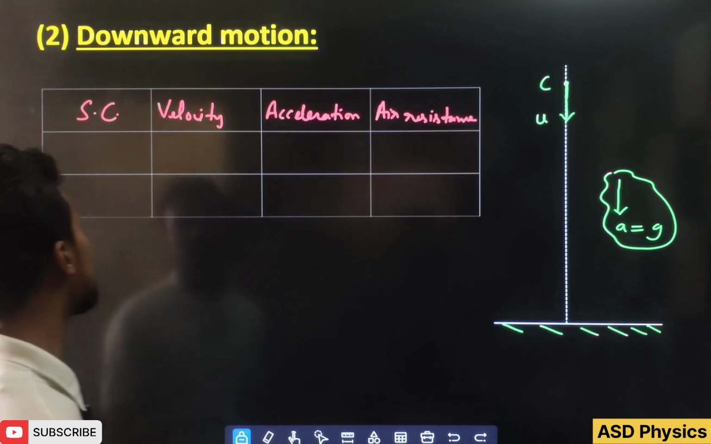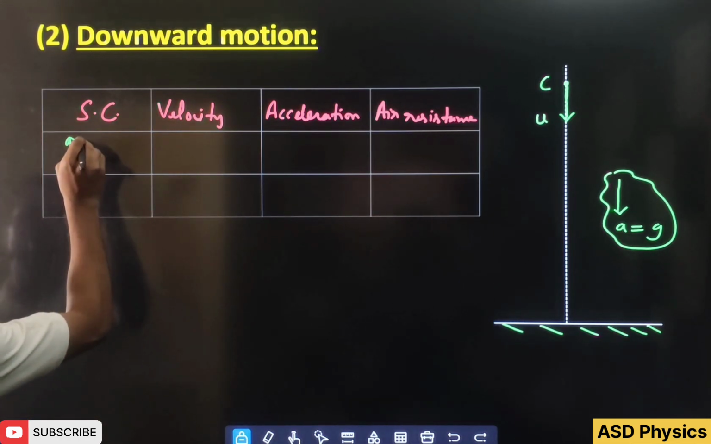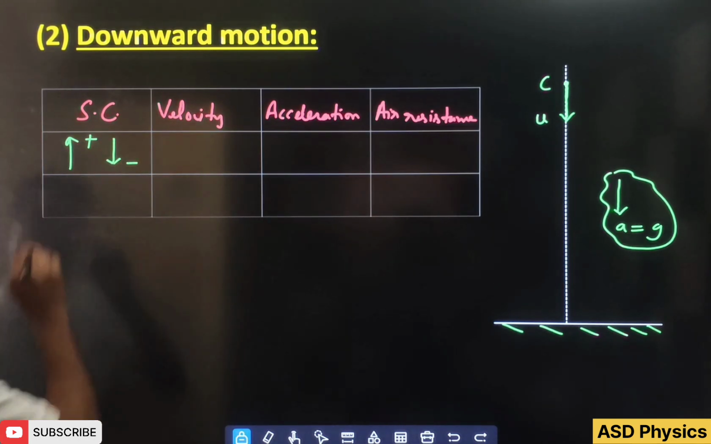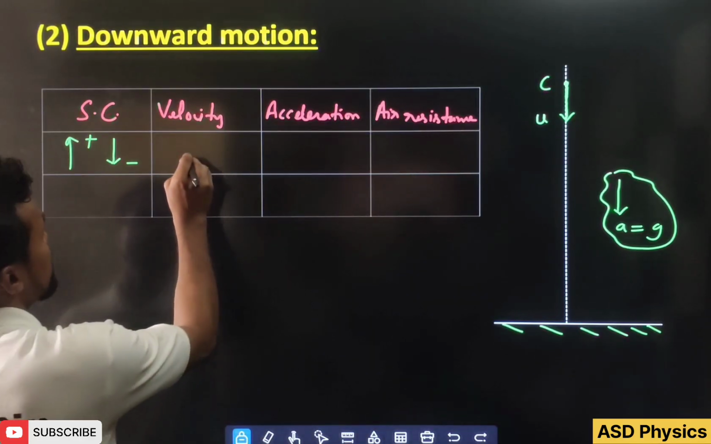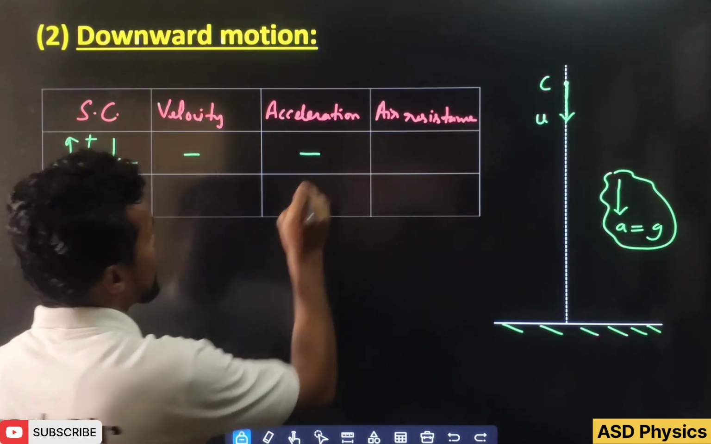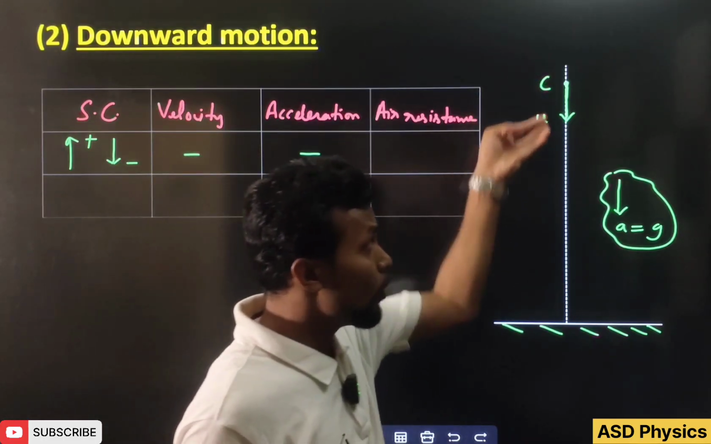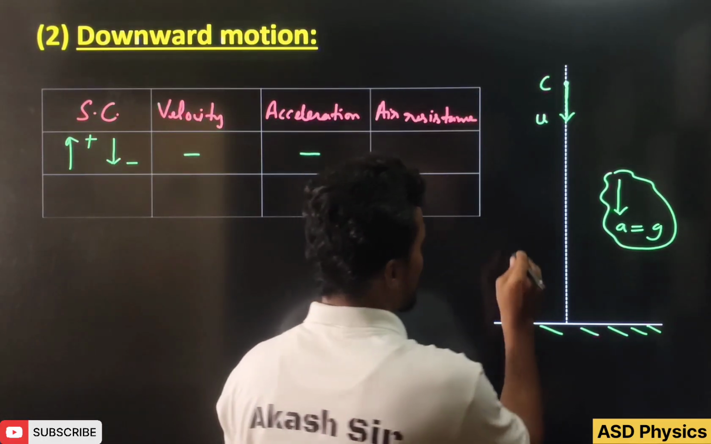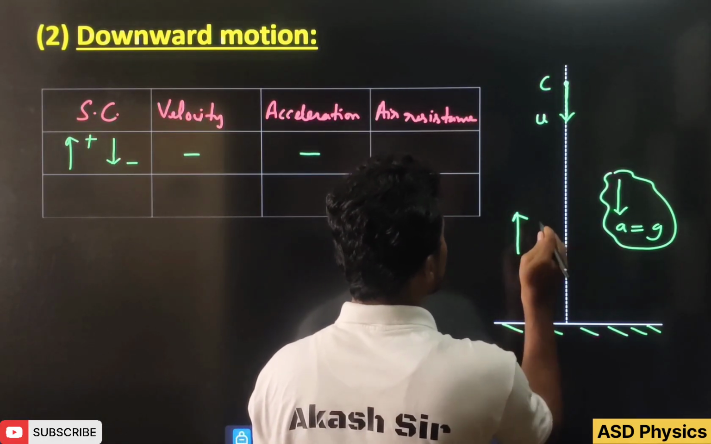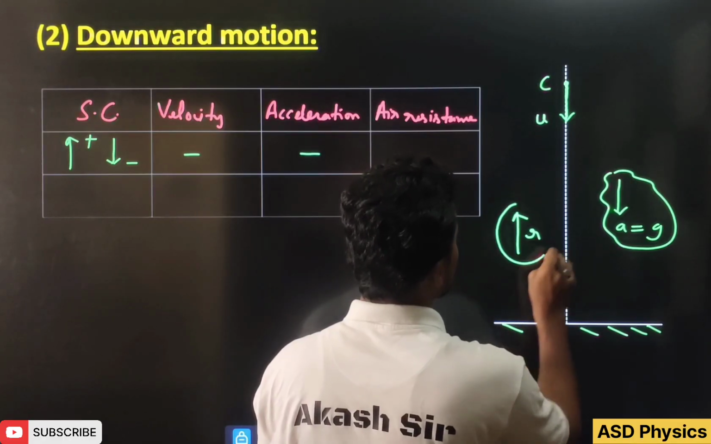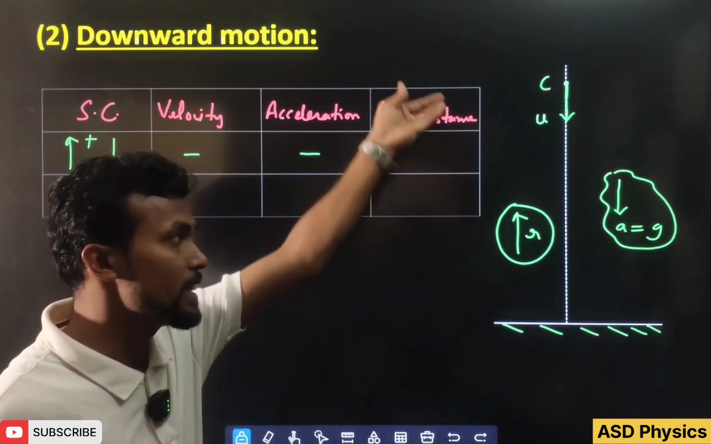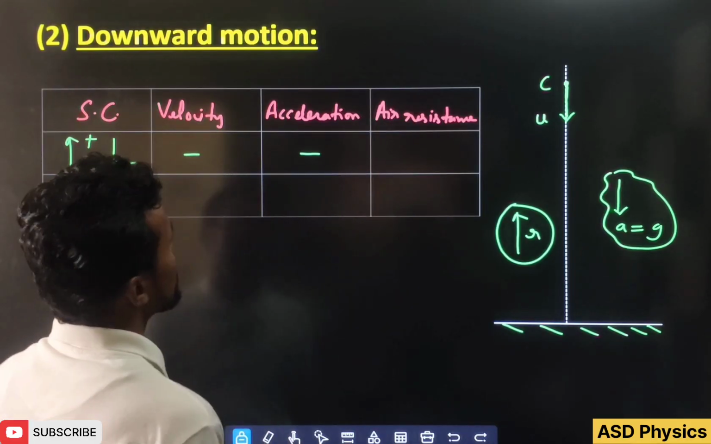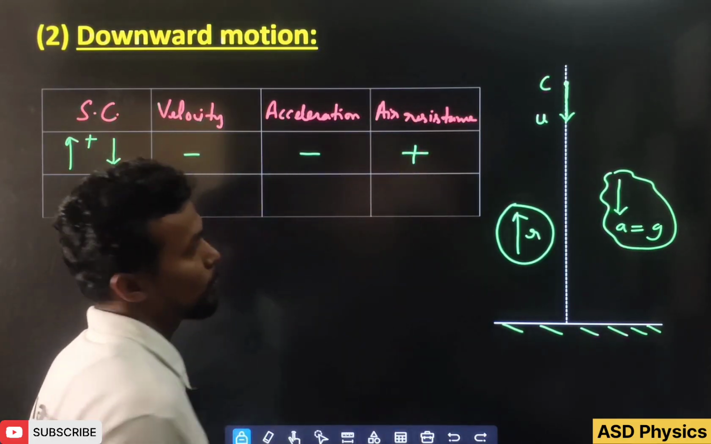So here, let's take for example, if I am taking upward positive and downward negative, then as the downward direction is negative, this velocity will be negative, acceleration will be negative. Now as the object is going in downward direction, remember that air resistance always opposes the motion. Okay, so see here, air resistance will act in upward direction, object going downward, air resistance upward. So here air resistance will be positive, is it?